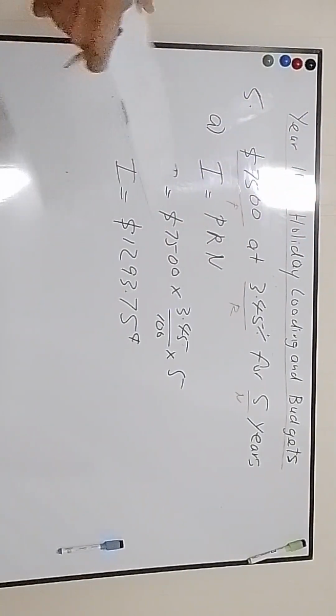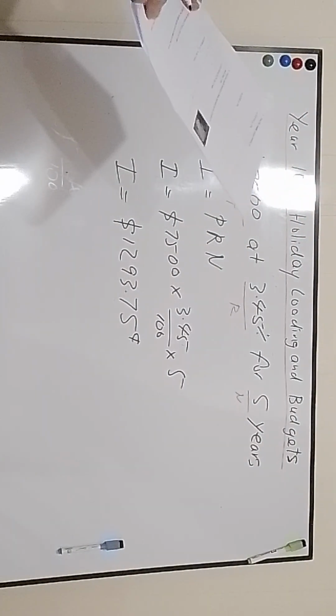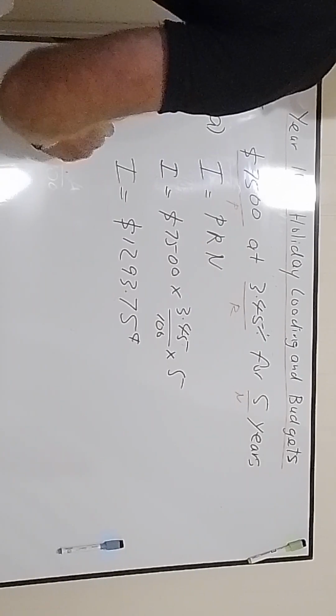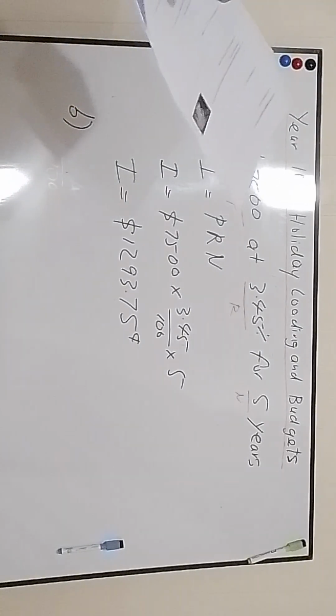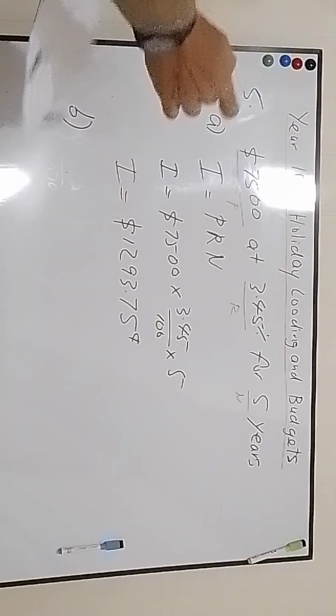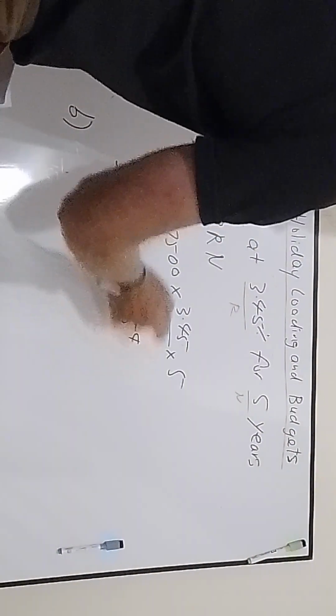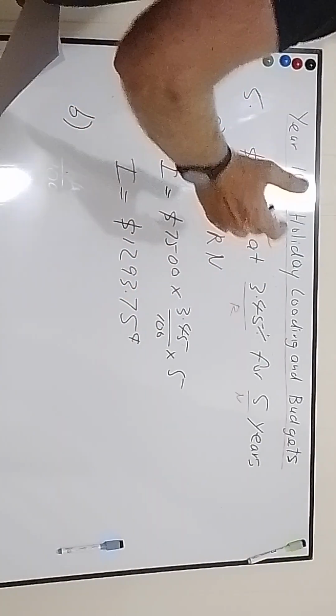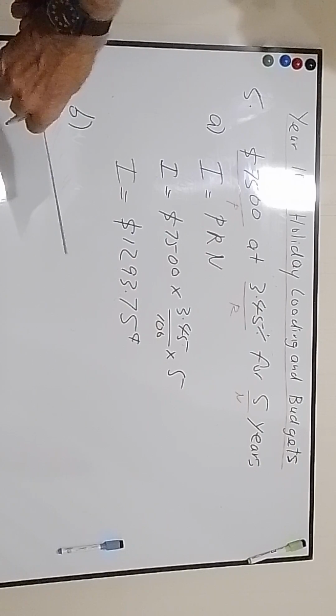Alright, what is the total amount of money John will have at the end of 5 years? Okay, so I might leave B for you to do. He started with $7,500. Here's the interest that he earned after 5 years. So all you got to do is add the interest to the amount that he started with, and that will get you the answer to B.